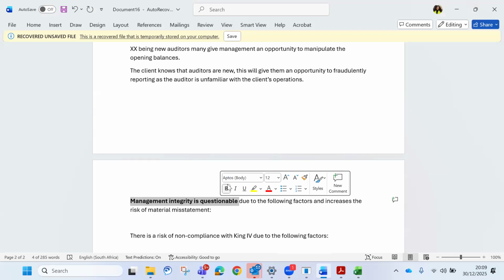Would inadequate IT controls also be a risk of material misstatement? Inadequate IT control is you are looking now at the integrity of the management, to say you're not even following your controls properly. Yes, it increases your risk of material misstatement. It falls under override of controls.